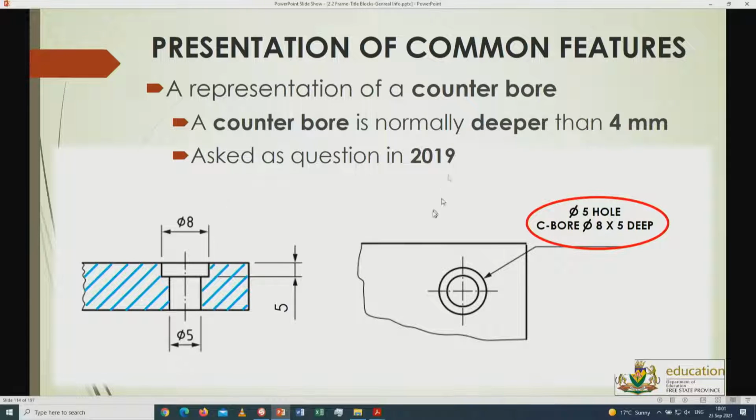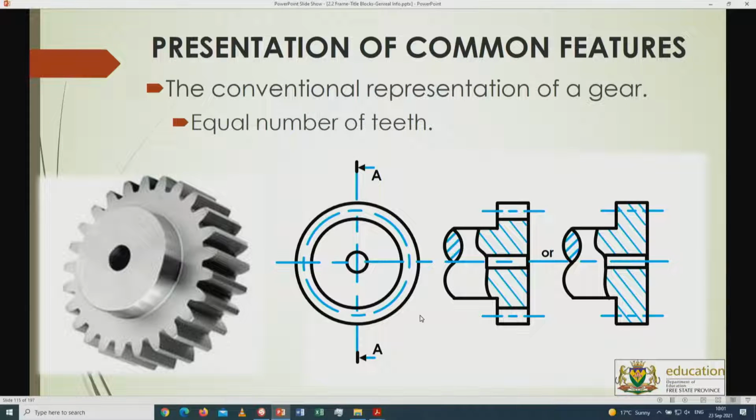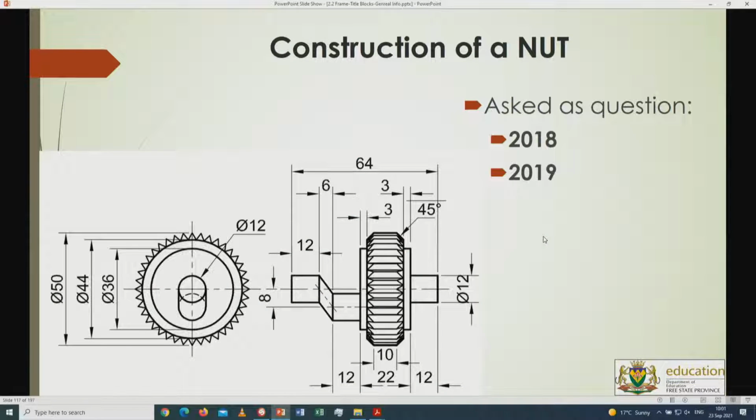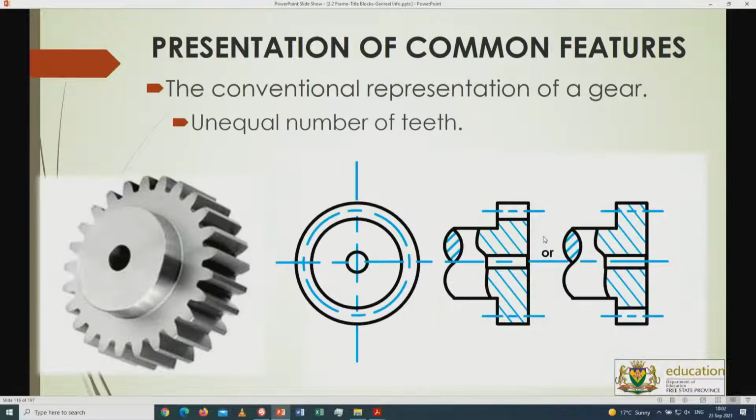Then if you go to this part, if it is deeper than 4 millimeters, then that's what we'll call a counter bore. All right, so that's C-bore or counter bore. And that was asked in 2019. Over here, what you see is the representation of a gear, and also the representation of a gear if it's sectioned, with equal and unequal numbers of teeth. If it doesn't say anything, you can basically go for this representation where it's clear, or maybe hatch to the end. That's all going to be correct.